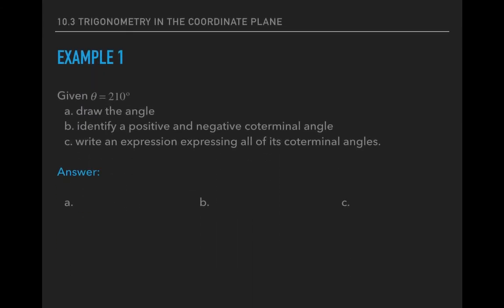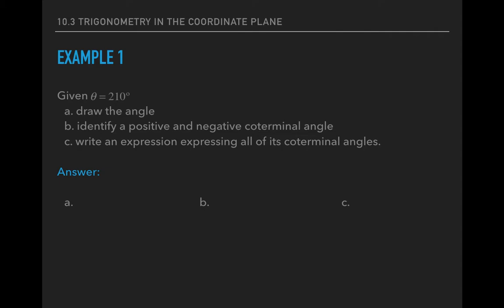Okay, so we're going to work with the angle theta, which is going to be 210 degrees. We're going to draw that angle first of all in standard position. And then we're going to identify positive and negative coterminal angles for our theta. And we're going to write an expression so that you could find all the coterminal angles.